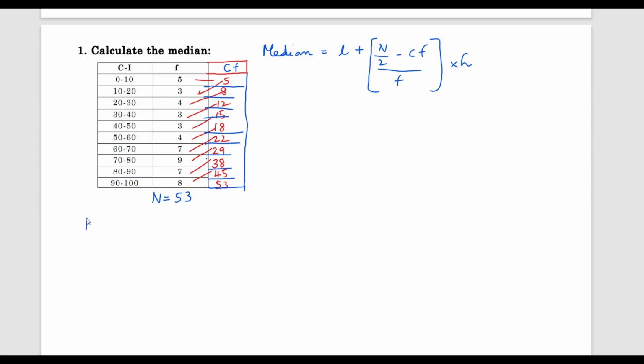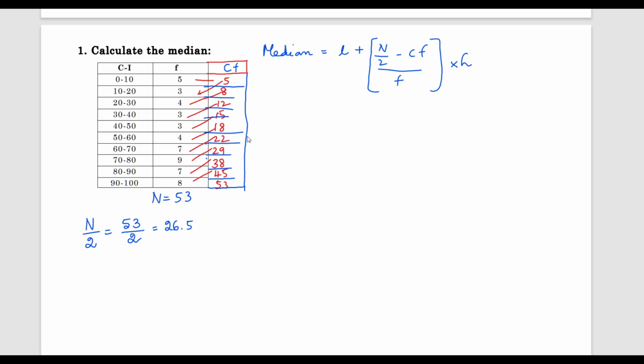Now the next step is to calculate the value of N by 2, that is, divide the N value by 2. N is 53, divided by 2. 53 by 2 is 26.5. Now the value 26.5 lies between which values of the cumulative frequency?